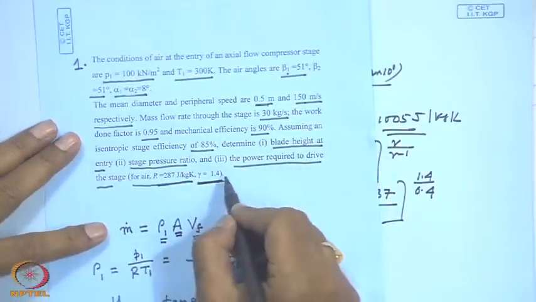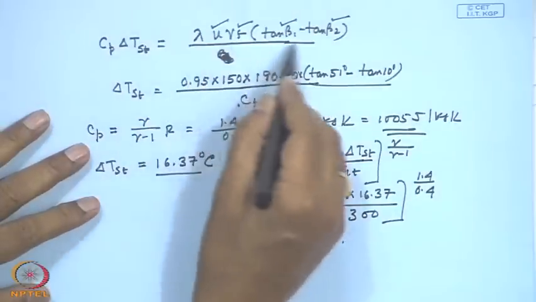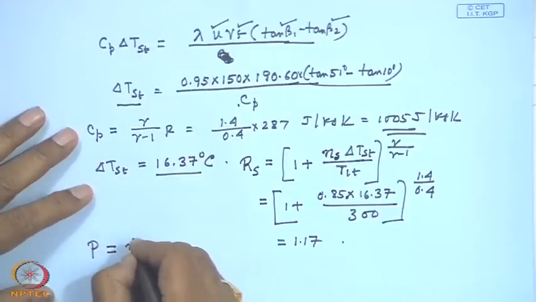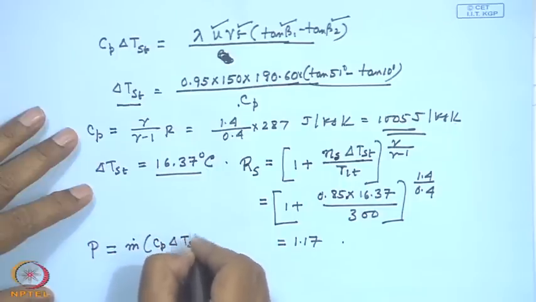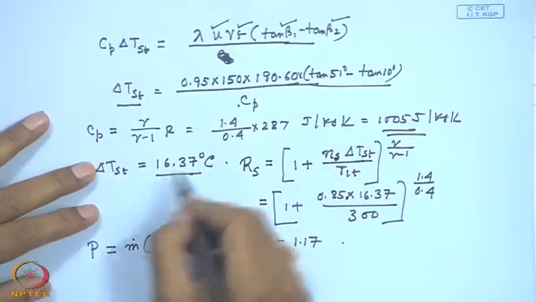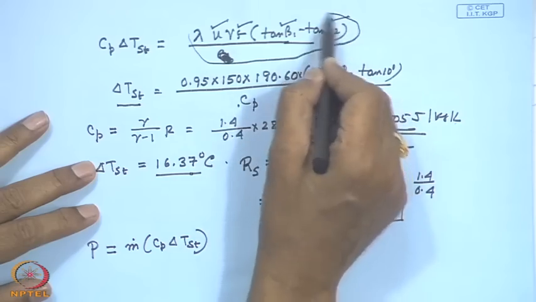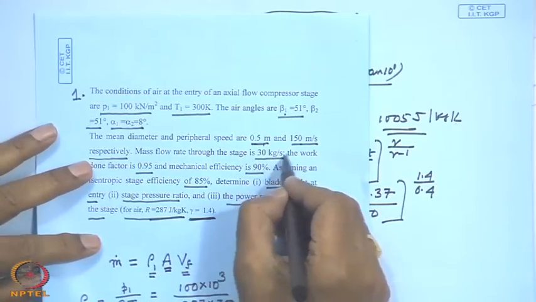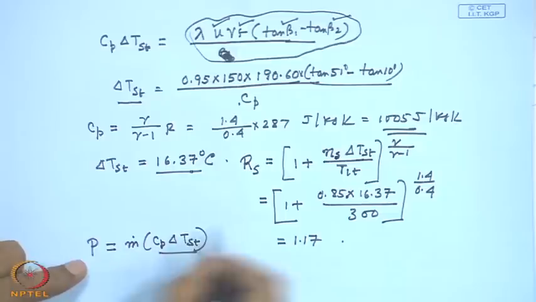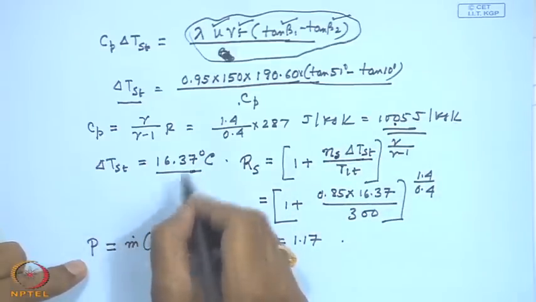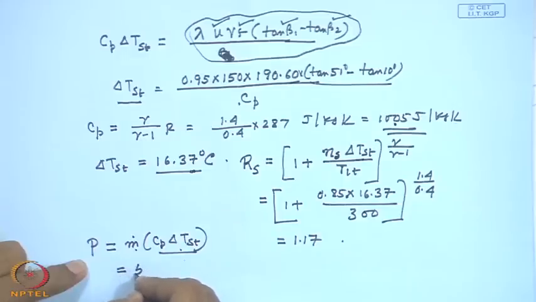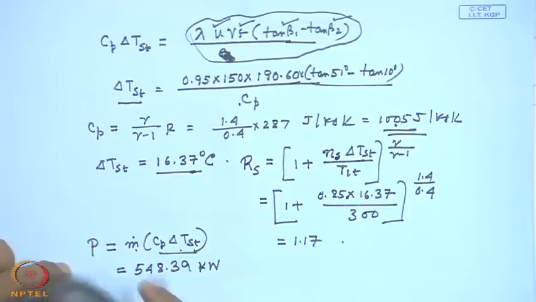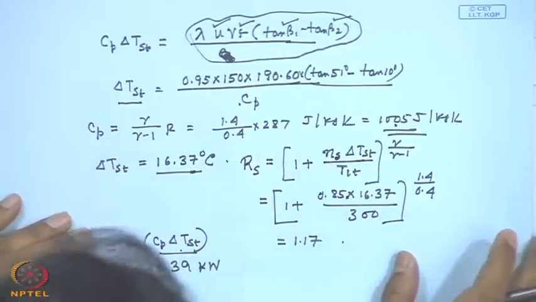The third one is the power required to drive the stage. Power required is very simple: power per unit mass into the mass flow rate, that is mass flow rate into Cp delta T_st. We already know delta T_st and Cp, and the mass flow rate is 30 kg per second, given in the problem. If we put the values, Cp, delta T_st 16.37 degree Celsius and mass flow rate 30 kg per second, you get 548.39 kilowatt, if you are consistent in the units. This is the power. So, this is one example that we can work with.